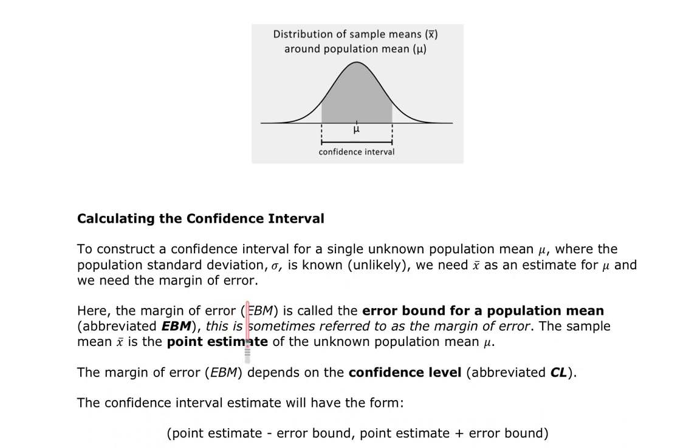So we're going to need this margin of error. EBM is called the error bound for a population mean, also abbreviated as EBM. This is sometimes referred to as the margin of error. The sample mean x bar is a point estimate of an unknown population mean, mu. The margin of error depends on the confidence level that we are interested in. The confidence level is a number, like we're 95% confident. That is the confidence level. That is not the confidence interval, but we do need the confidence level to figure out what the confidence interval is.